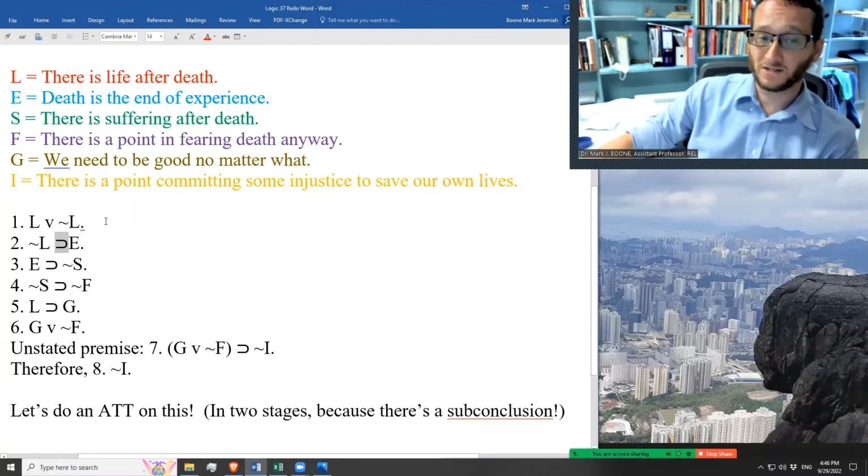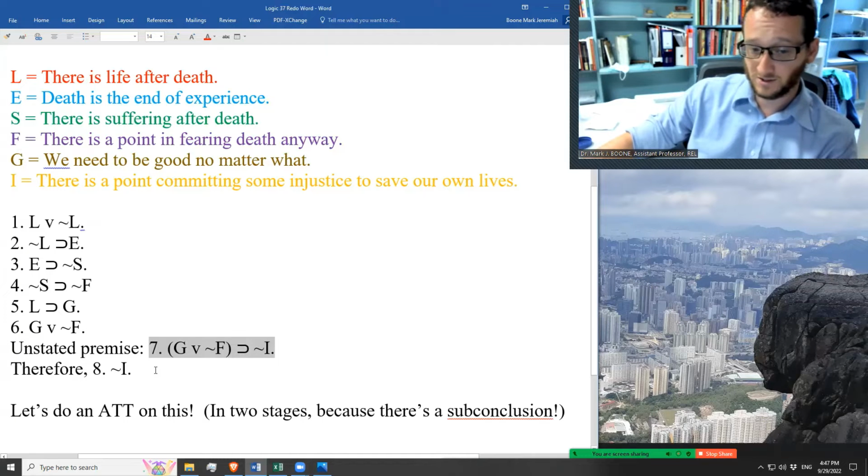So the symbolized argument is: either L or not L. If not L, then E. If E, then not S. If not S, then not F. If L, then G. Either G or not F. And then we have this unstated premise. It's not stated in the original argument, but it's strongly implied. The unstated premise is: if either G or not F, then not I. And the conclusion is therefore not I.